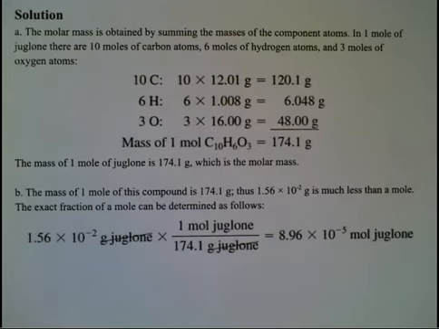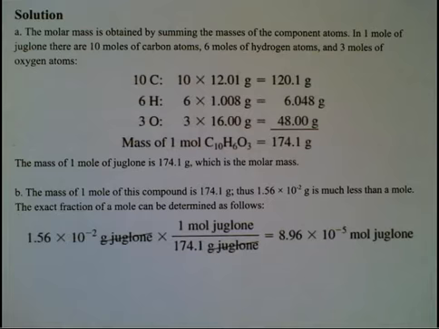All right, we're being asked to do two things here. First, calculate the molar mass of juglone, and you should do this in order because you're going to need this molar mass to actually complete the second task here. So the molar mass is obtained by summing, adding together, the masses of the component atoms, meaning the 10 carbons, 6 hydrogens, and 3 oxygens.